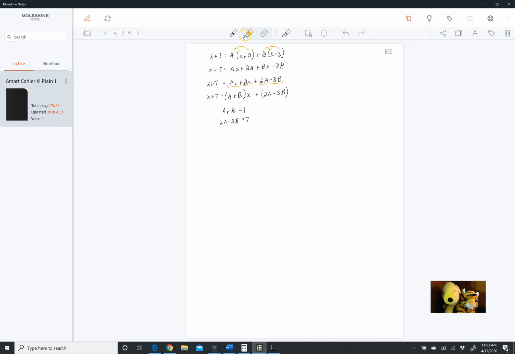Okay? So the coefficient of x on both sides has to be equal. And this is true for x to the first. It's also equal for x to the 0. So the constant is on both sides.